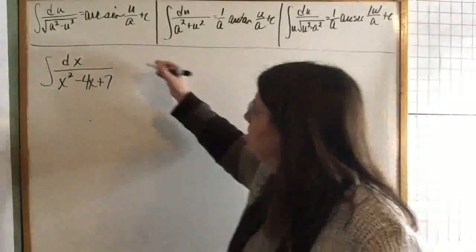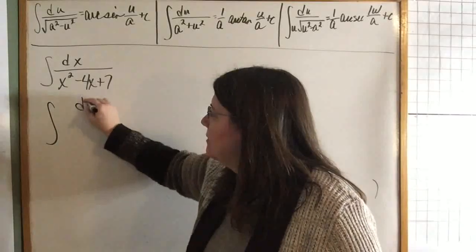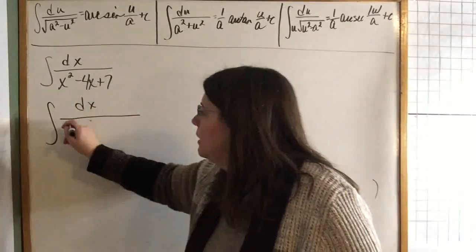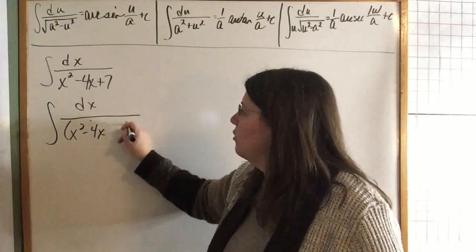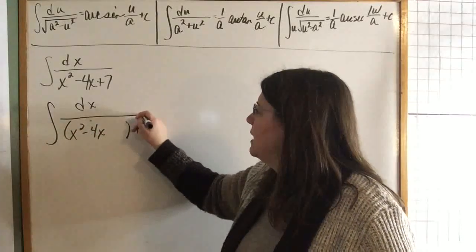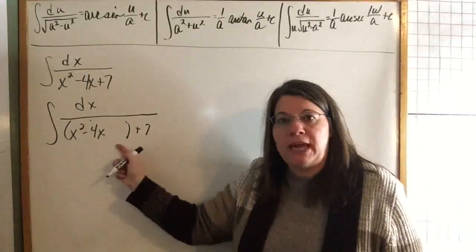So what I'm going to do is rewrite this as dx over, and I'm going to group the x squared minus 4x, leave a little space, and put the plus 7, and I'm going to actually complete the square to force this to be a perfect square.